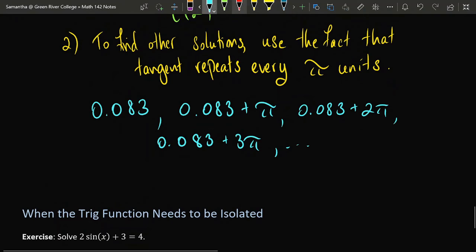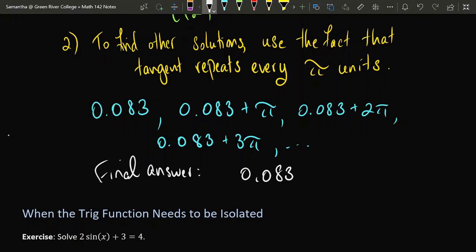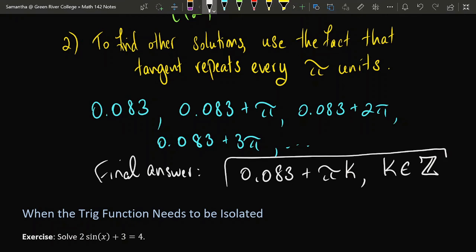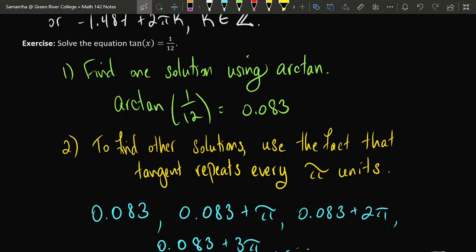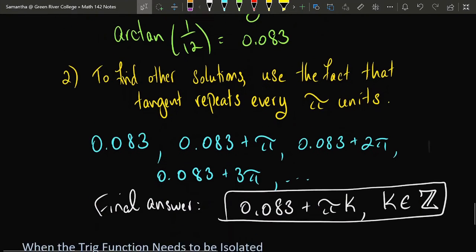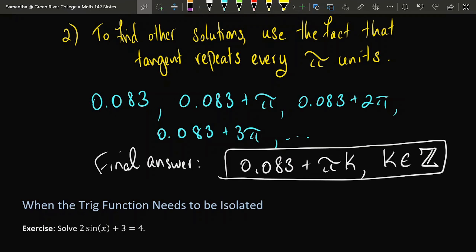So to sum up, my final answer to this question, in shorthand, would be 0.083 plus some integer multiplied by pi. Pi, or 2 times pi, or 3 times pi, etc. These are all the values of x at which tangent outputs 1 over 12. Tangent being very unique because it completely repeats every half of a rotation instead of every full rotation.